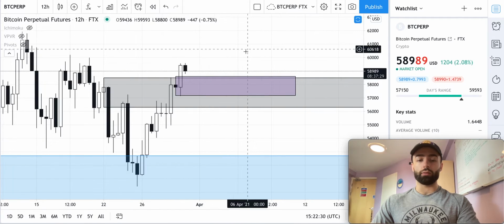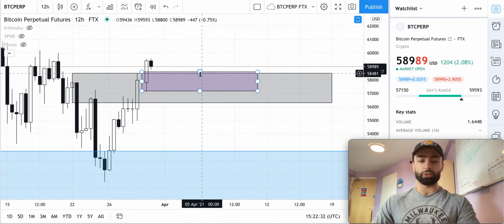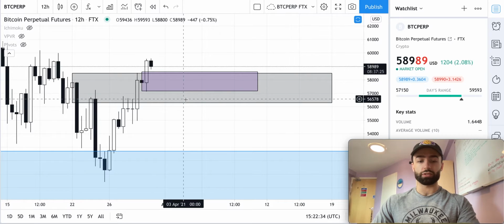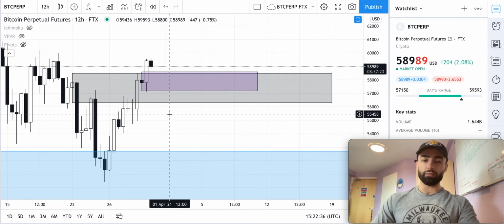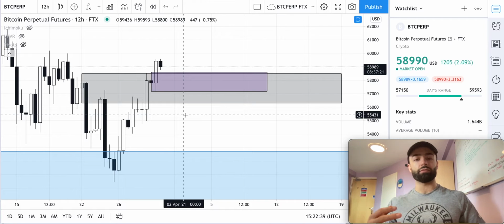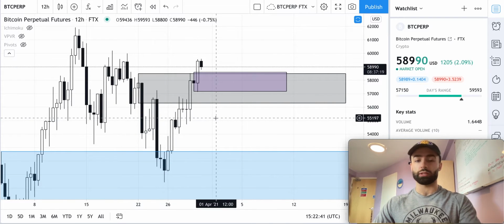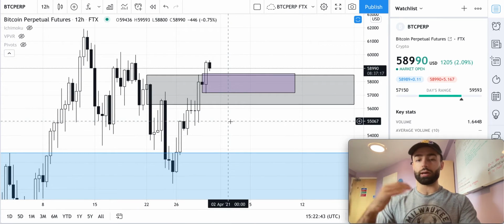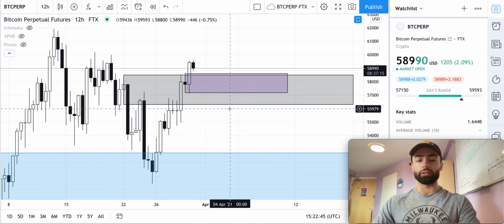Now, there's a couple reasons why you might put your stop loss here versus down here. If you're conservative and you're saying, I'm more risk averse and I don't want to risk as much on the trade, you want to put your stop loss lower on this trade and do it down here probably. That's what I would do.